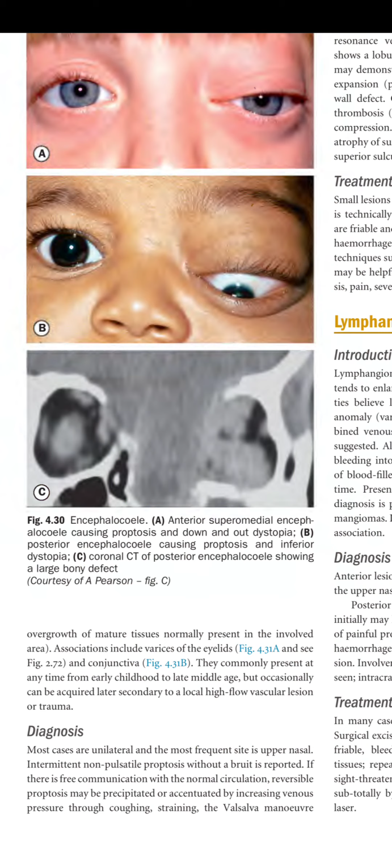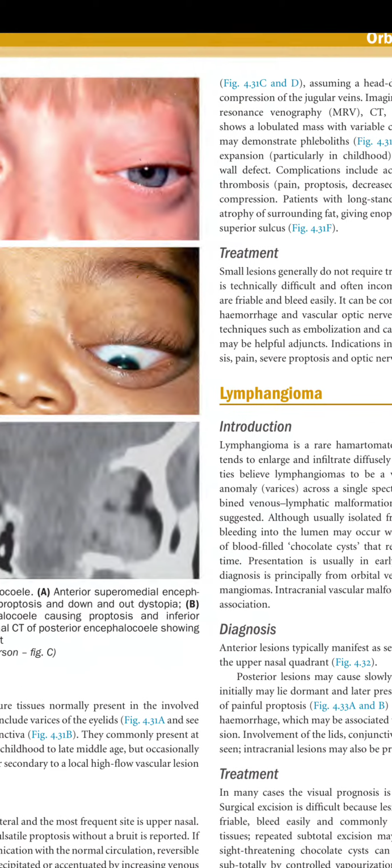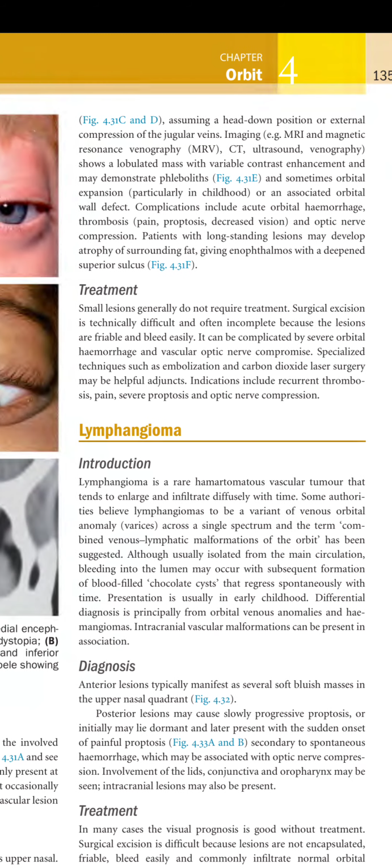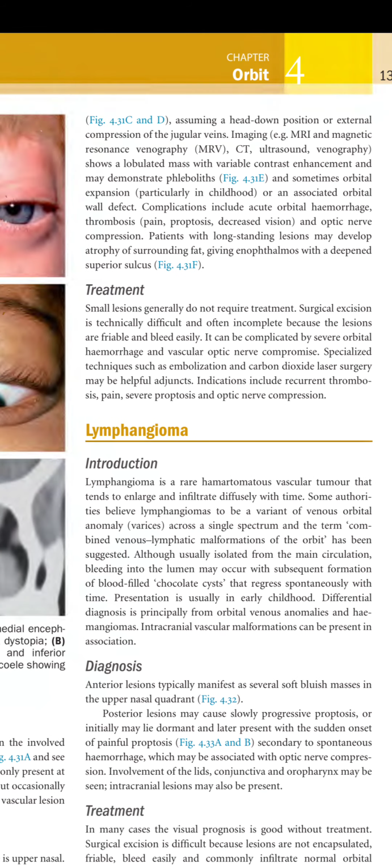Diagnosis: most cases are unilateral and the most frequent site is upper nasal. Intermittent non-pulsatile proptosis, without a bruit, is reported if there is a free communication with the normal circulation. A reversible proptosis may be precipitated or accentuated by increasing venous pressure through coughing, straining, the Valsalva maneuver, assuming a head-down position, or external pressure or compression of the jugular vein. So sometimes it may increase on the Valsalva maneuver.